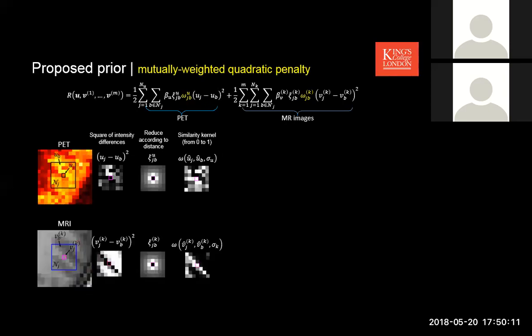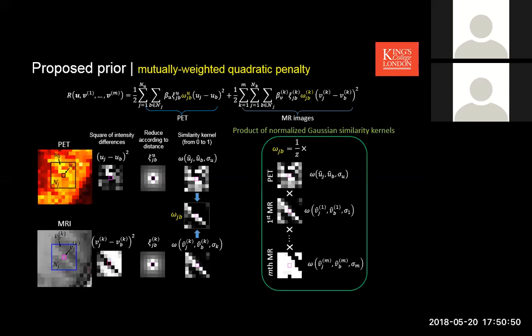And then we can do that simultaneously with the MR image. We can also generate an MR similarity patch, based on the square difference, Euclidean distance, and then the similarity measure. And then we take the product of the PET similarity with the MR similarity to get an overall combined similarity that allows us, again, to switch on or switch off the quadratic penalty, both for the PET reconstruction and for the MR reconstruction.